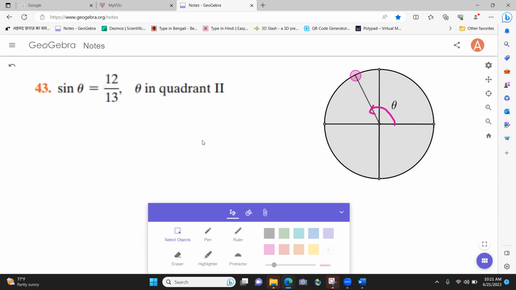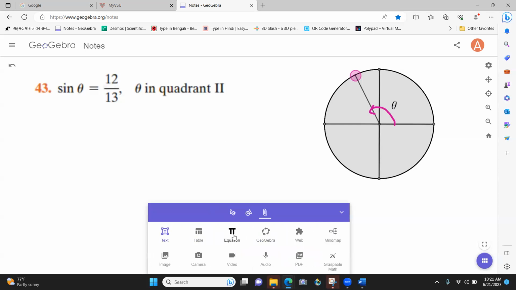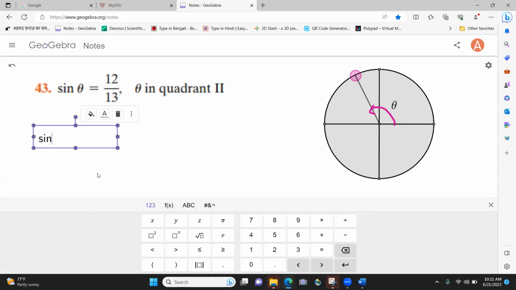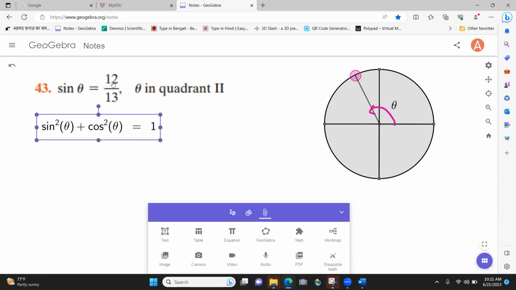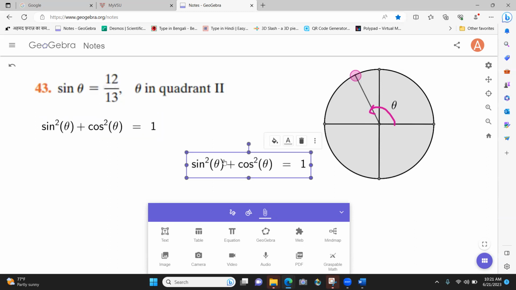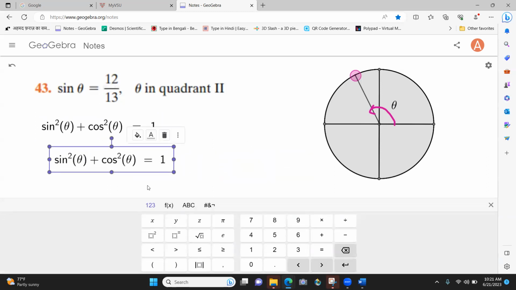Now, I do know one thing, guys. Sine squared theta plus cosine squared theta is 1 from our trig identity. There are 3 trig identities. The first one is this one. So I'm going to write it down as nicely as possible. Now, I do know sine theta is 12 over 13. And I'm going to put this here because I'm going to solve for cosine theta. Now, it is a square, so make sure you get that.